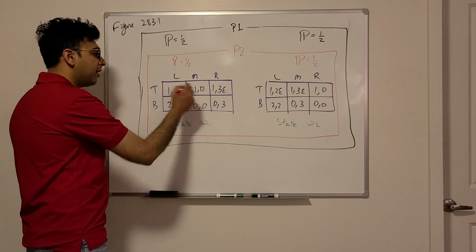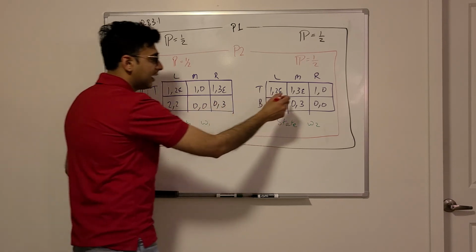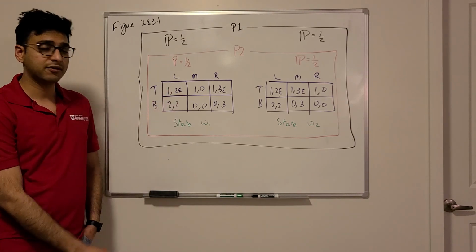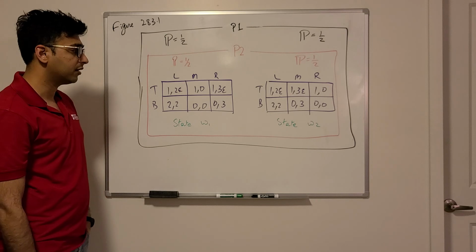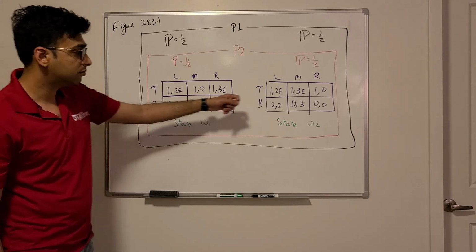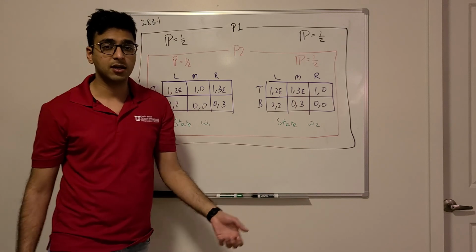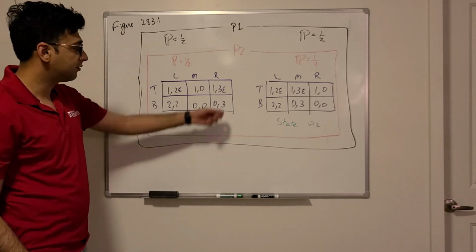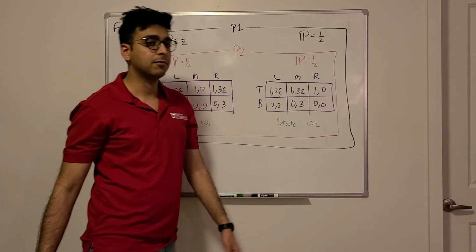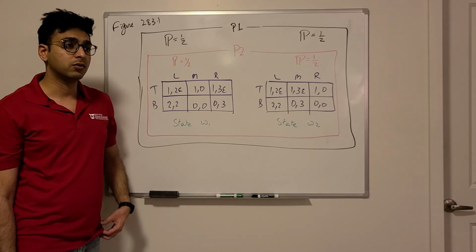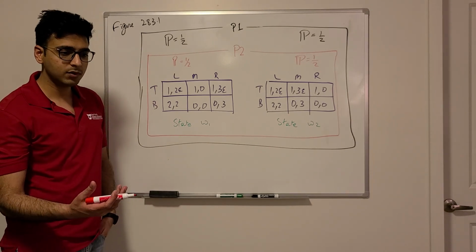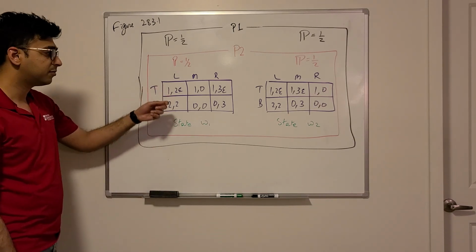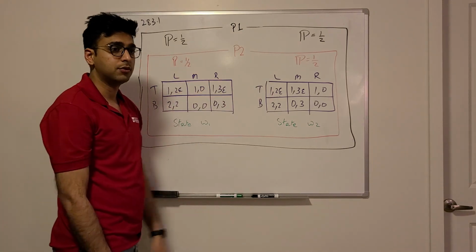If player 2 plays M, player 2 gets 0 half the time and 3 epsilon half the time. So that's an average, basically. That means in expectation, player 2 gets 1.5 epsilons, right? 0 times half plus 3 epsilon times half is 1.5 times epsilon. If player 2 plays right, player 2 gets 3 epsilon half the time, 0 half the time, and so again that is also 1.5 times epsilon. So if player 1 plays T, then player 2's best response would be to play L, right?